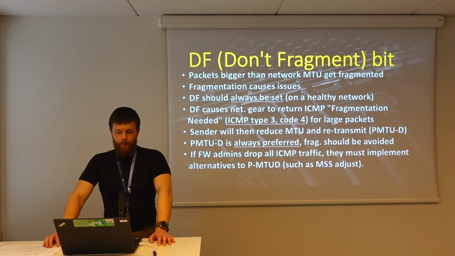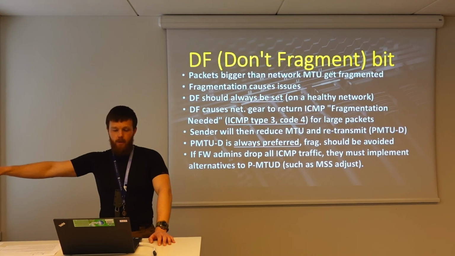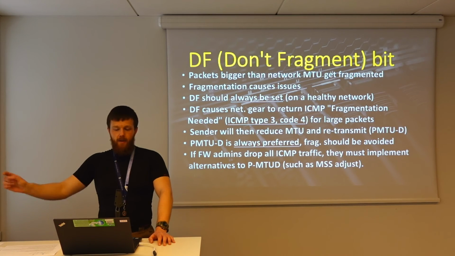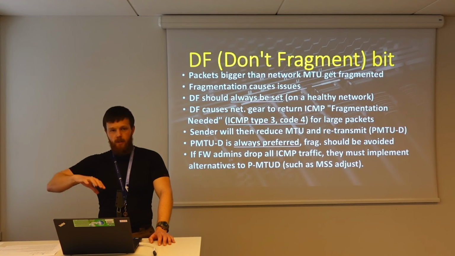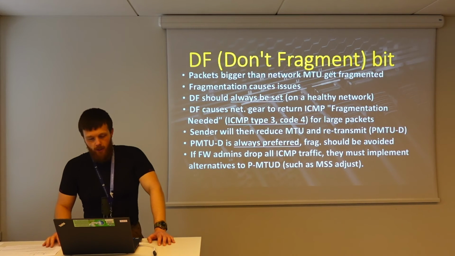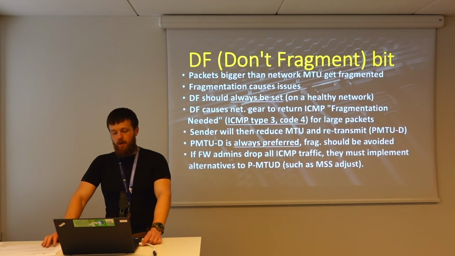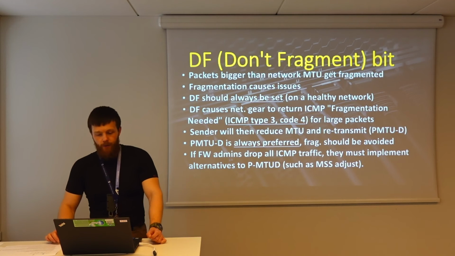set. And that is good, because this way your software knows that somewhere along the path of the network, the MTU was too small for your packet to fit, so you decrease the MTU and send a smaller packet. This way, PMTUD, or path MTU discovery, happens. So if firewall admins block all kinds of ICMP traffic, which they sometimes do, and don't implement any alternative way of discovering or fixing MTU, the network will be effectively broken, you will have intermittent issues, and it will be very bad. So there are alternatives to this.